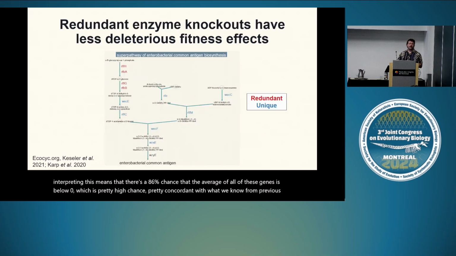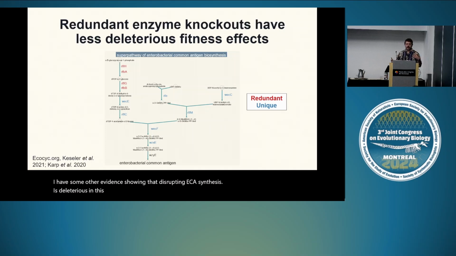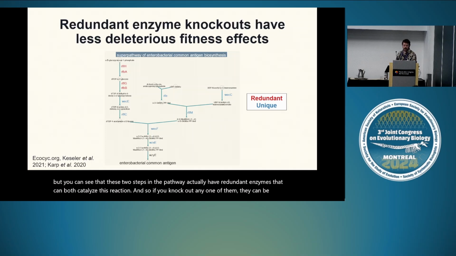And so what is the opposite of a choke point enzyme? It would be a redundant enzyme. So here's the enterobacterial common antigen biosynthesis pathway. I have some other evidence showing that disrupting ECA synthesis is deleterious in this system due to a kind of overzealous misfolded protein response. But you can see that these two steps in the pathway actually have redundant enzymes that can both catalyze this reaction. And so if you knock out any one of them, they can be compensated by their partner.